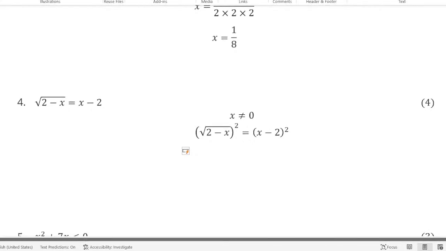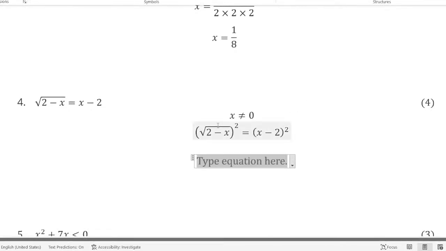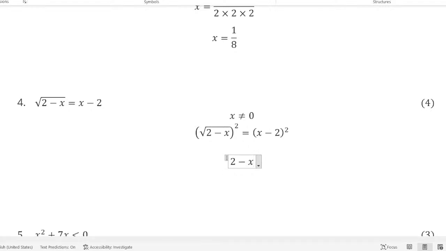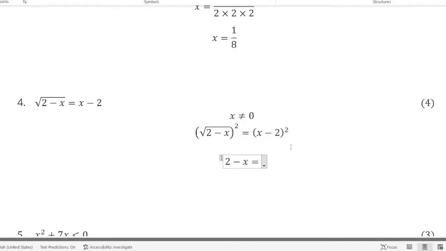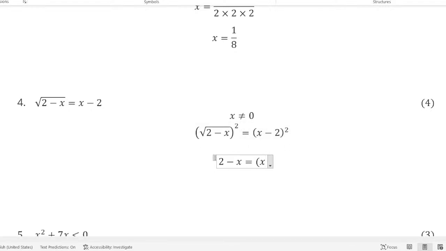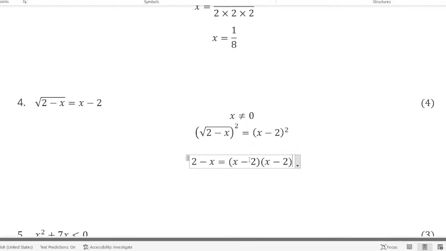I hope you are still following. So when we are squaring a square root, we are only removing the square root. On the left hand side, we'll be left with 2 minus x is equal to, so this one, we can do it by inspection, or we can make it long. Here we have x minus 2 into x minus 2, right?